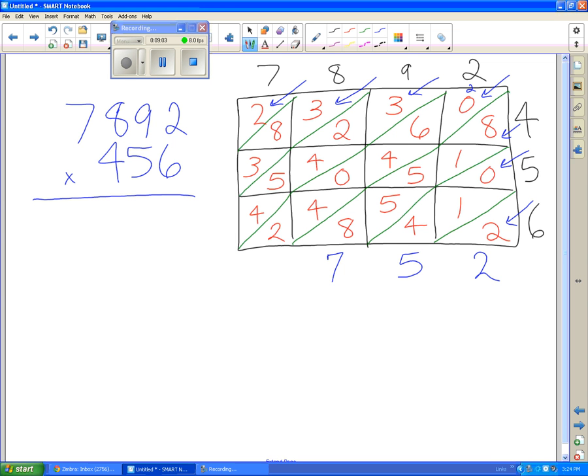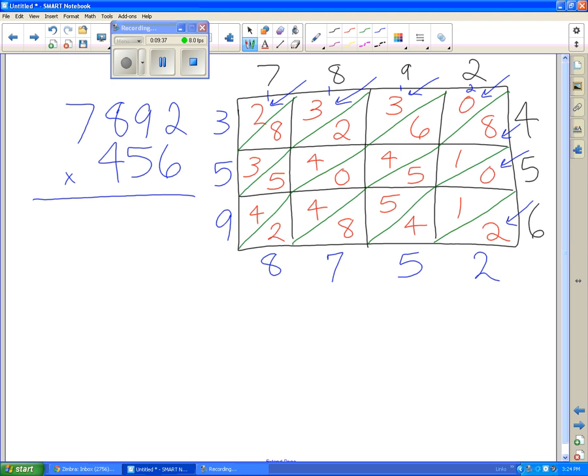2 plus 0 is 2, plus 6 is 8, plus 4 is 12, plus 4 is 16, plus 2 is 18. So 8, and then I'm going to go up to this next column and carry that 1. 1 and 3 is 4, and 2 is 6, and 4 is 10, and 5 is 15, and 4 is 19. So 9, and I'm going to carry the 1 in the next column. 1 and 3 is 4, and 8 is 12, and 3 is 15, so 5. Carry 1 in the next column, and then lastly 1 and 2 is 3.